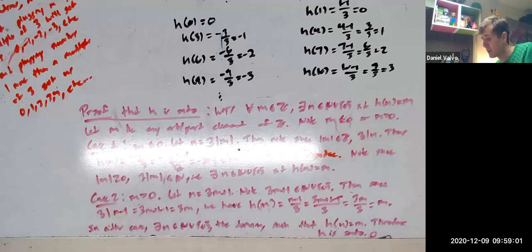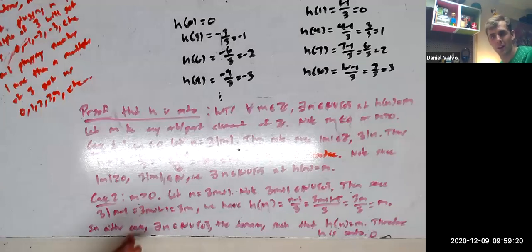So the point is, this is complicated, but it's exactly the same as every other onto proof. All we have to do is go through and show that for any single m you pick in the codomain, I can find an n in the domain that when I plug into h will hit that m.